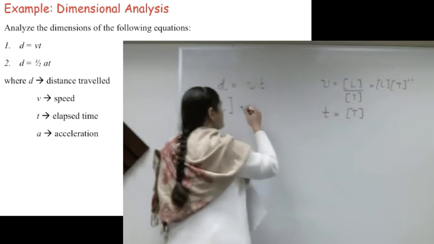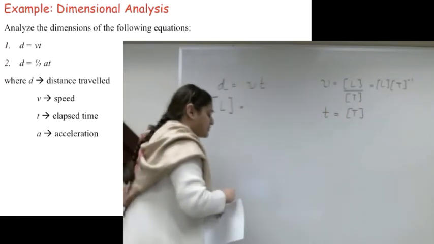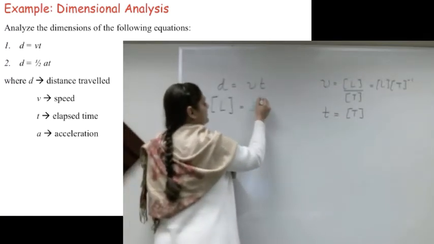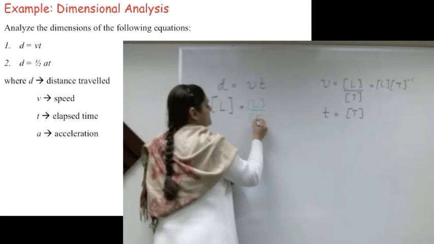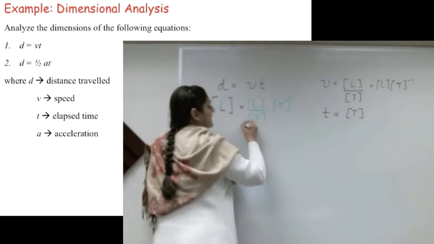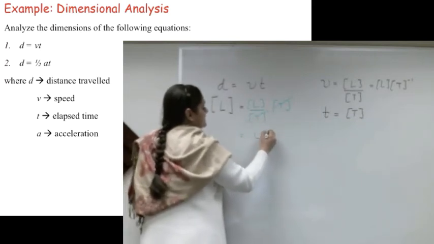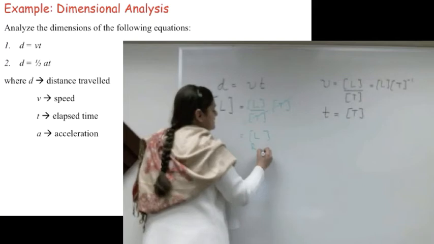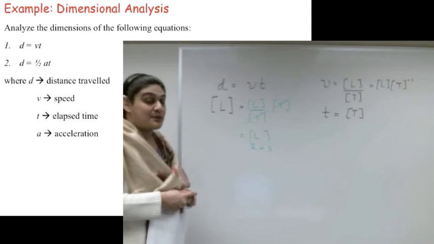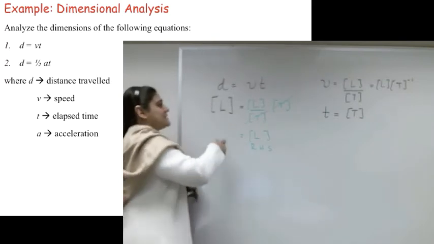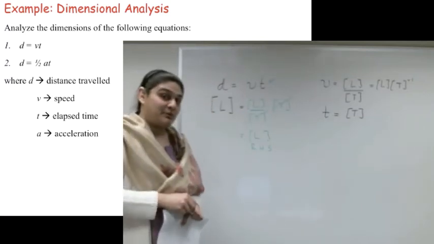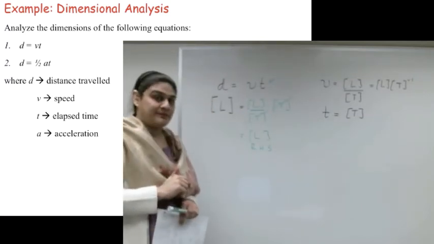Okay, when I plug this into the right-hand side of this expression, what do I get? I get L over T times T. T cancels away, and I get length on the right-hand side and length on the left-hand side. So this means that this equation is dimensionally correct, and so this is a good equation. Okay, so we put a check mark there, and that equation is allowed.